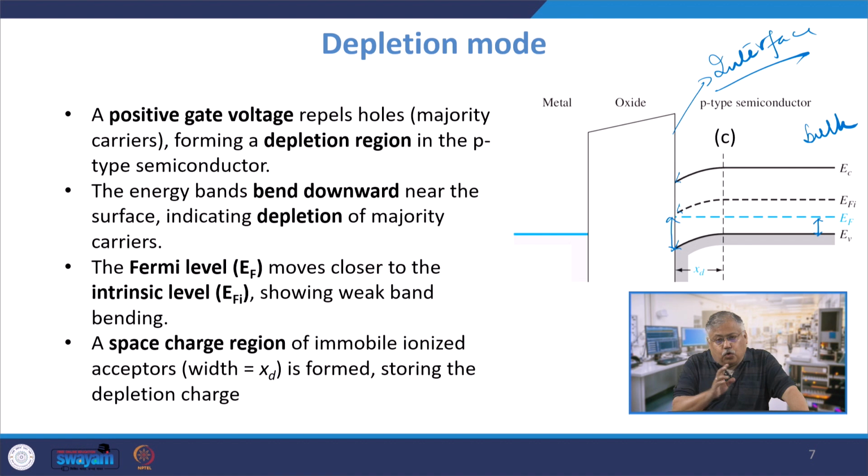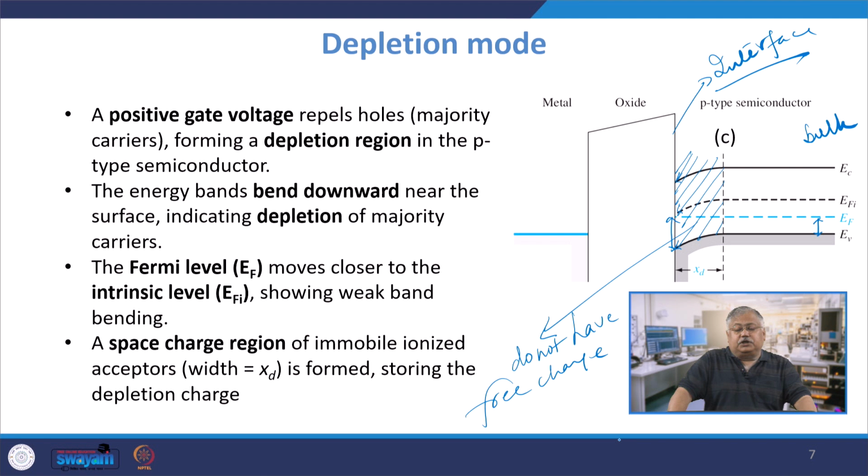Now, since the holes have been shifted away from the interface, this part, very near to the interface, does not have free charge, it is only depleted. Therefore, this region is known as a depletion region, because it is depleted of any majority carriers. What are the majority carriers? Basically in this case holes, because you are doing a p-type device. Since there are no holes available, it is perfectly depleted.